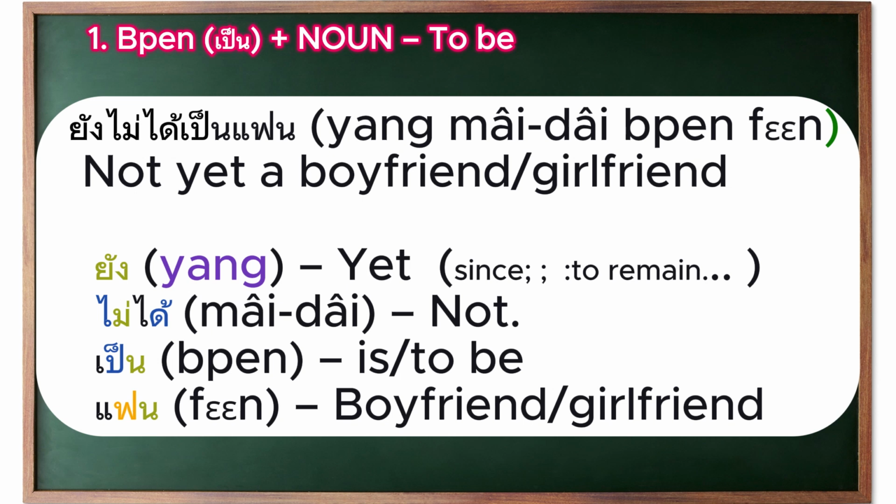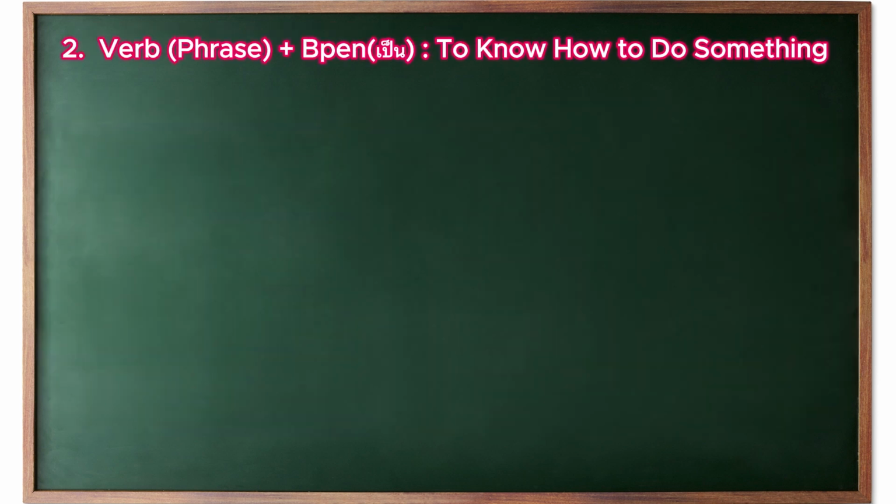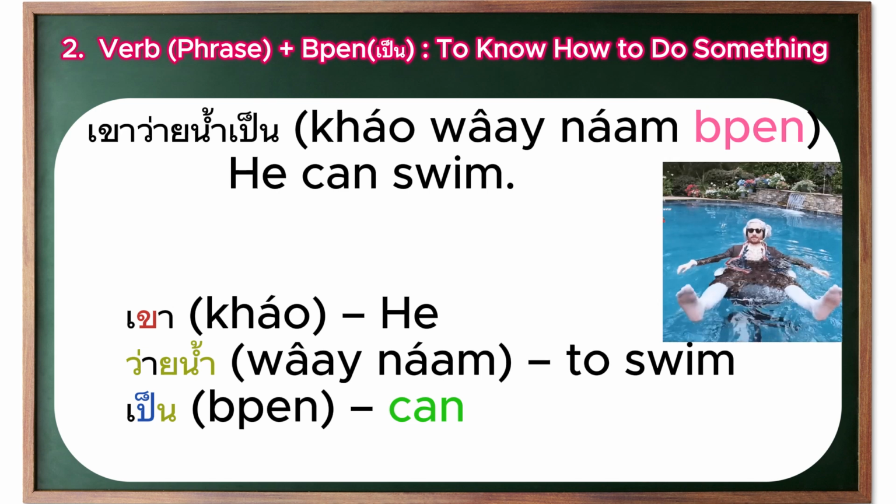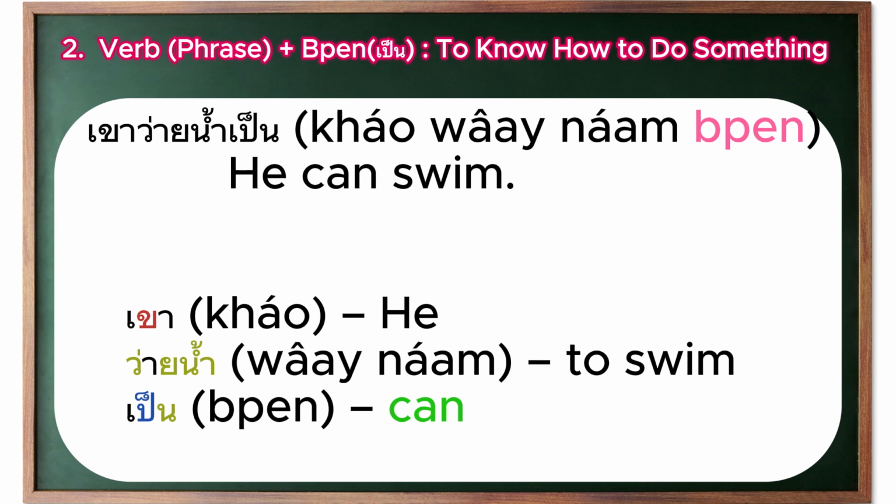Let's move to the next use of been. We use it as an auxiliary post-verb, meaning to know how to do something. Let's look at an example to understand how this works. เขาว่ายน้ำเป็น, He can swim. ว่ายน้ำ means swim. เป็น means can. Used here as an auxiliary verb to indicate the ability to perform the action.